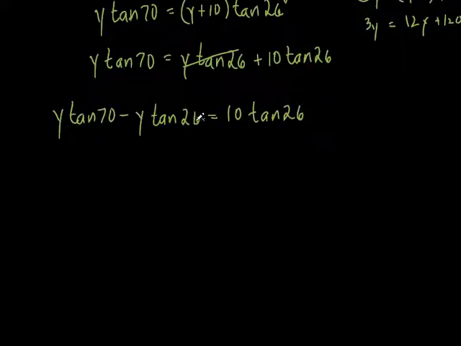You can't subtract 26 from 70. This is the tangent of 70. This is the tangent of 26. It's not just a regular old 70, and it's not just a regular old 26. I can't subtract those from each other. You can't just combine y times the tangent of... I mean, if you put this into a calculator and then subtracted them, yeah, I guess you could. But again, I don't want to use the calculator till the very, very end.